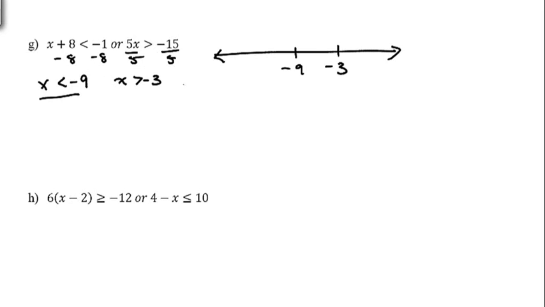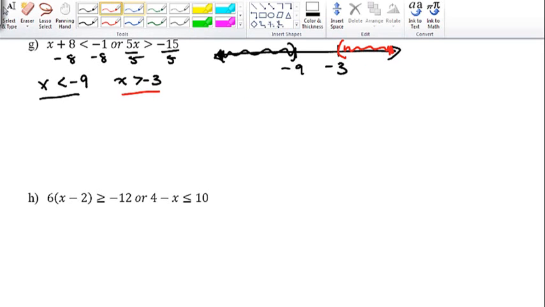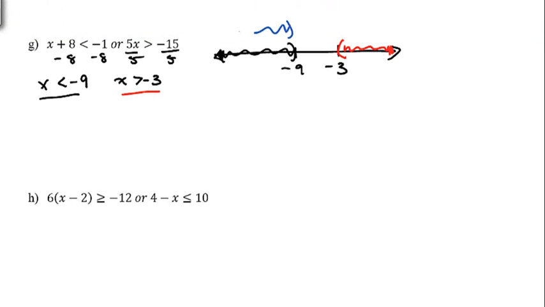This one says x is less than negative 9, so we use a round bracket and everything to the left of negative 9. This one says x is greater than negative 3, so it's everything to the right of negative 3. And the solution is anything that got shaded. So it's the negative 9 to negative infinity part, and the negative 3 to positive infinity part. So negative infinity to negative 9, and then we use a union symbol to join the two sets together, and then from negative 3 up to positive infinity.